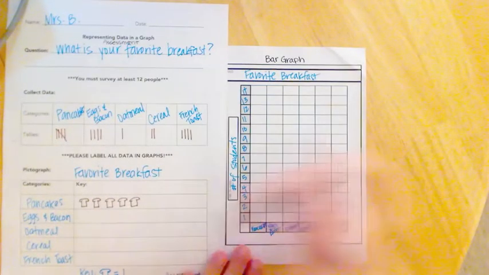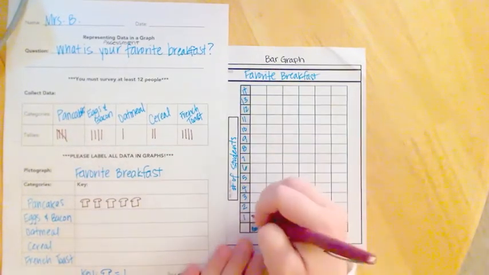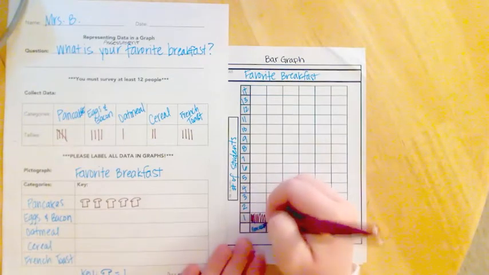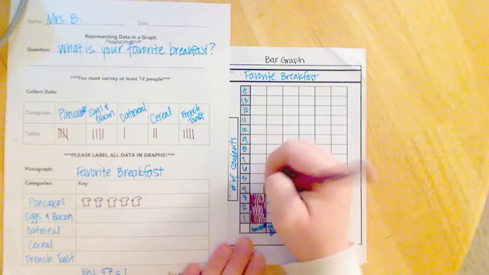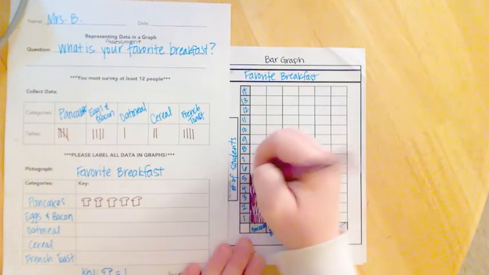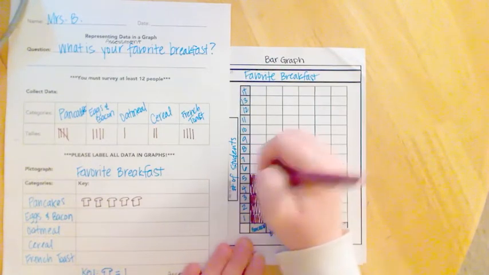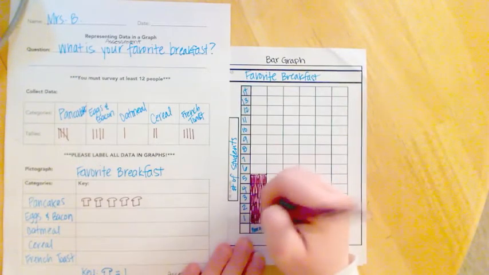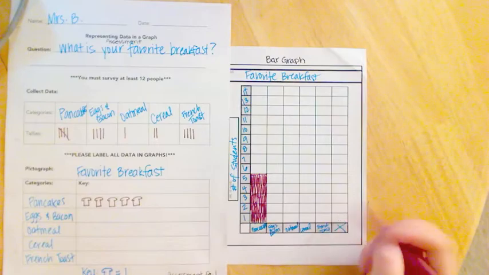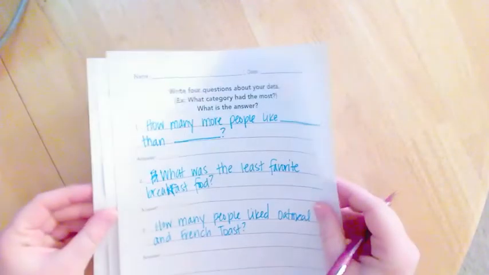Over in my bar graph, I've got 5 pancakes. I'm going to color in 1, 2, 3, 4, 5. And then so on and so forth for these other ones. And then now I can fill in these questions.